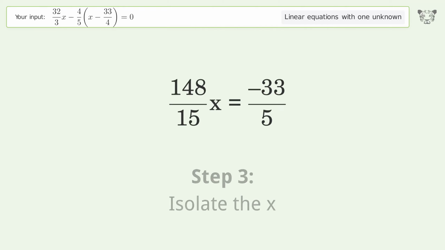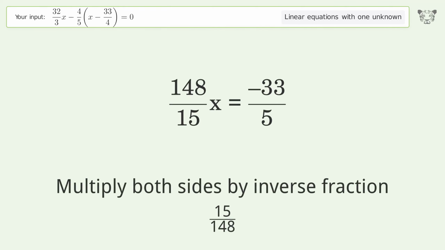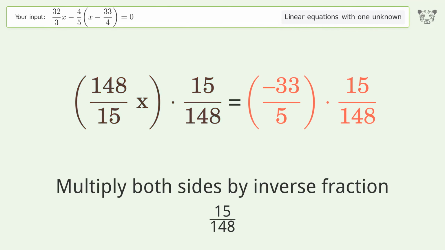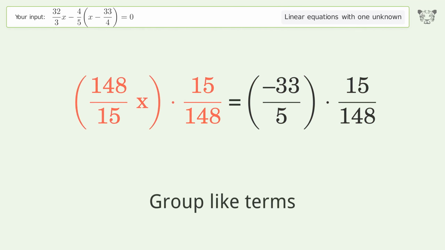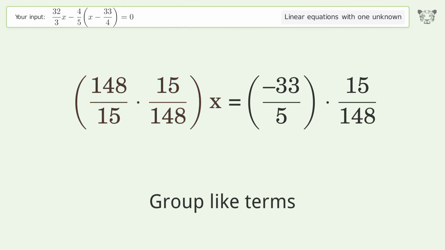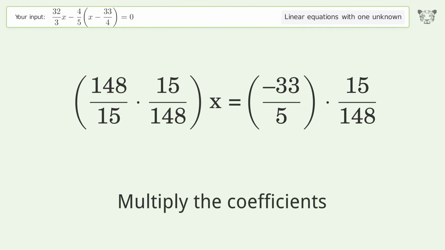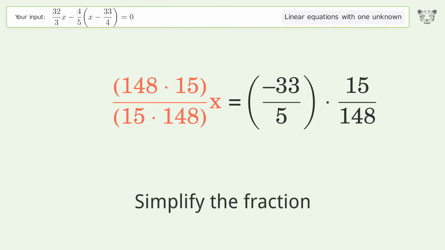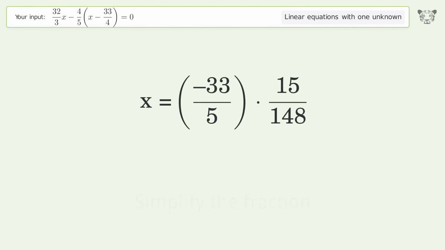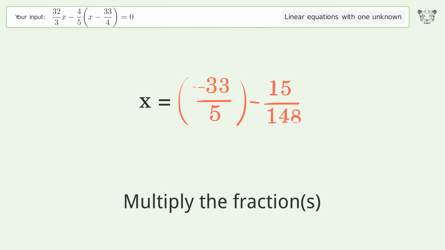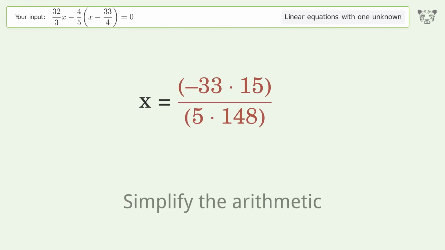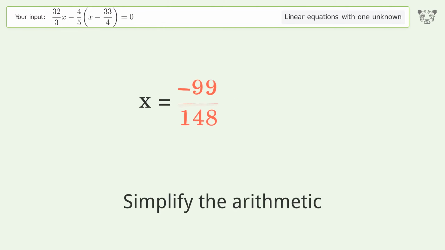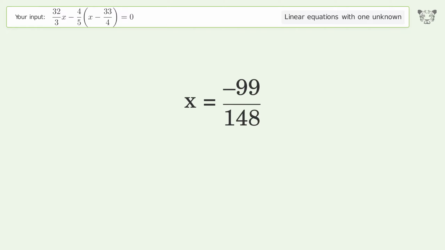Isolate the x. Multiply both sides by inverse fraction 15 over 148. Group like terms. Multiply the coefficients. Simplify the fraction. Multiply the fractions. Simplify the arithmetic. And so the final result is x equals negative 99 over 148.